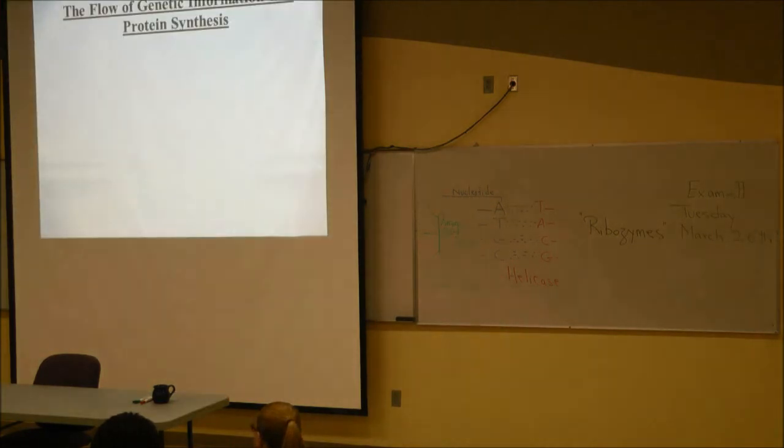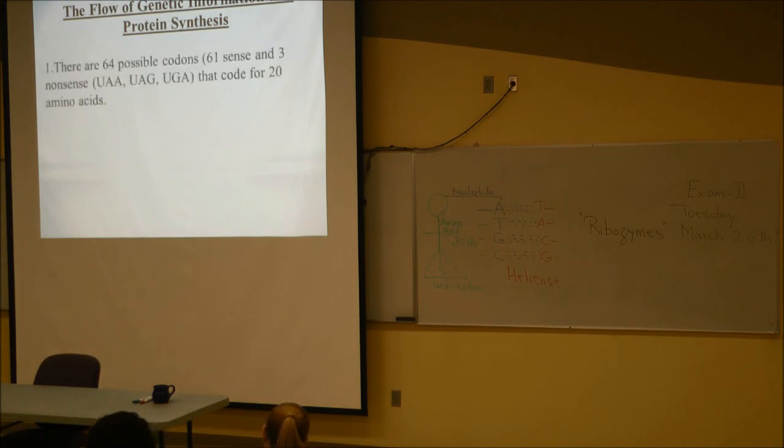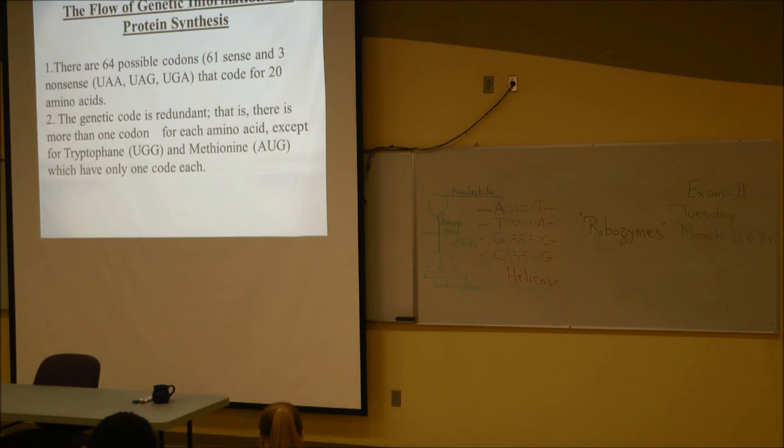We have actually already talked about the introduction part of protein synthesis. There are 64 possible codons that make how many amino acids? 20 amino acids. 61 of them are called sense, 3 are called nonsense. The code is redundant, it repeats itself, except for these two. Underline them, highlight them, please. Tryptophan and methionine both have only one.